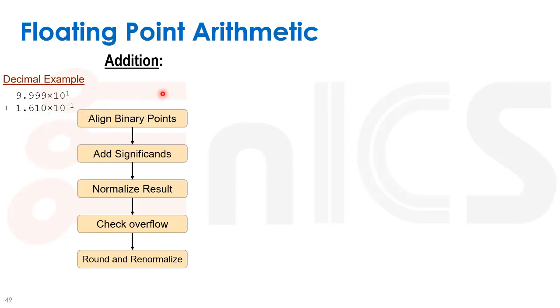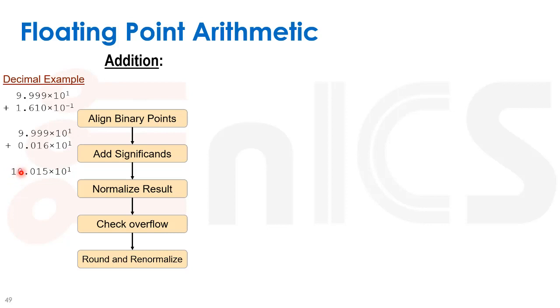So what we would first do is align the binary points. So this is 1 and this is minus 1. That's not good. We want to align the binary points together. So we would move the 0.610, we would shift over the dot. So we have 0.016 times 10 to the power of 1. Now these are aligned, and so we can just add the significands over here. So we added the significands, and we get 10.015 times 10 to the power of 1.